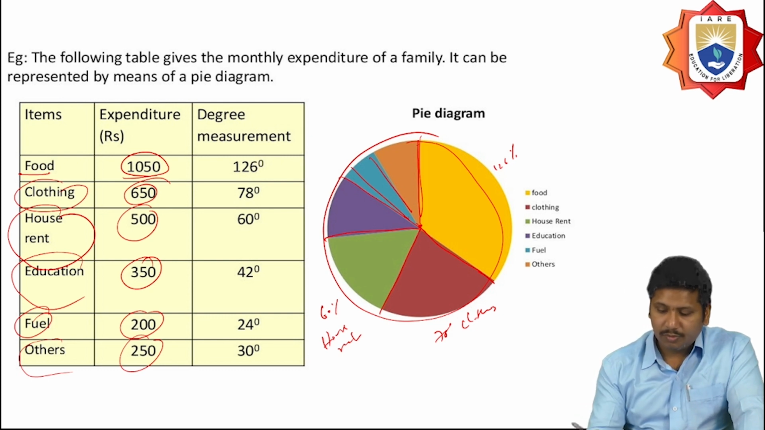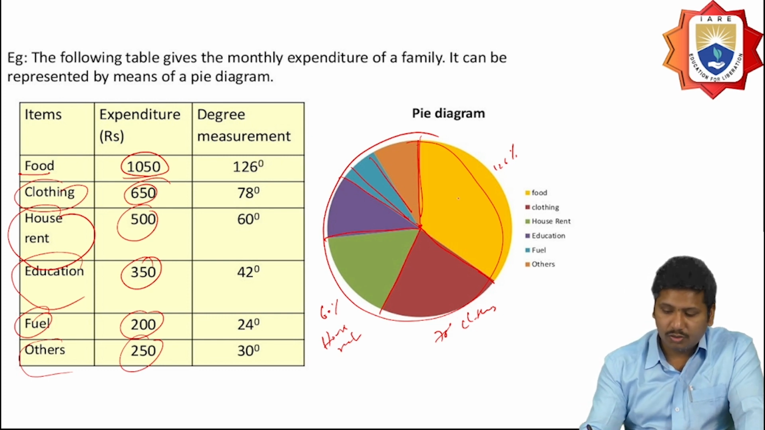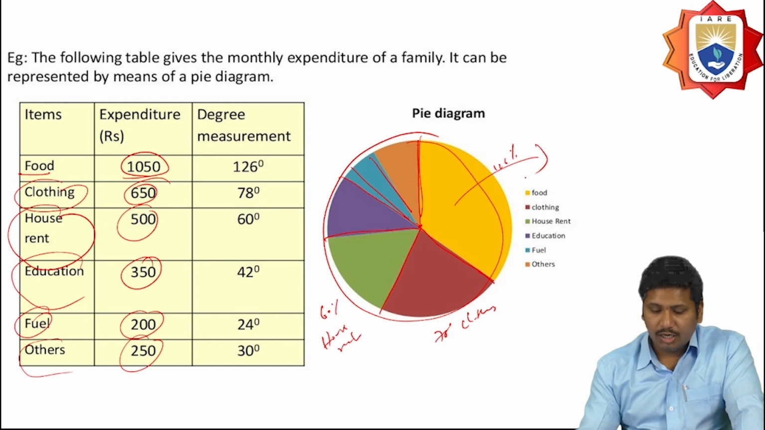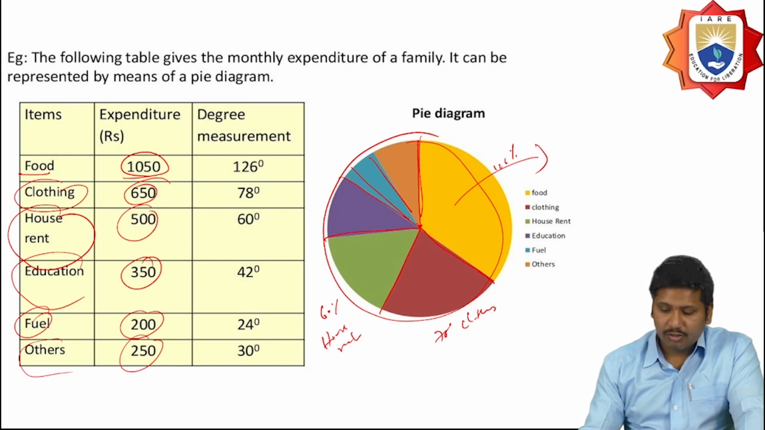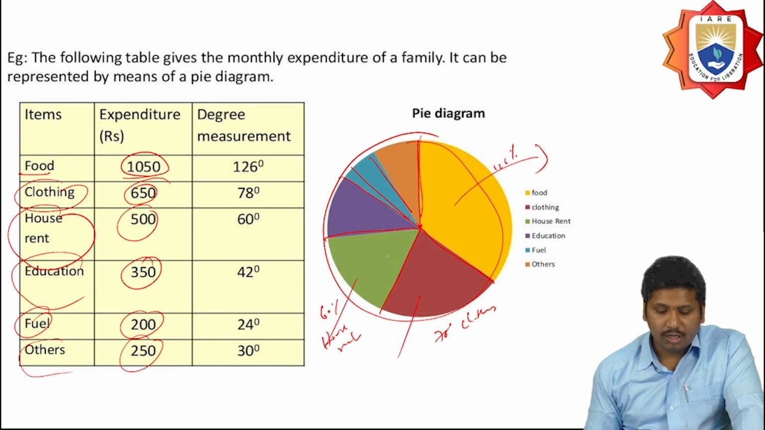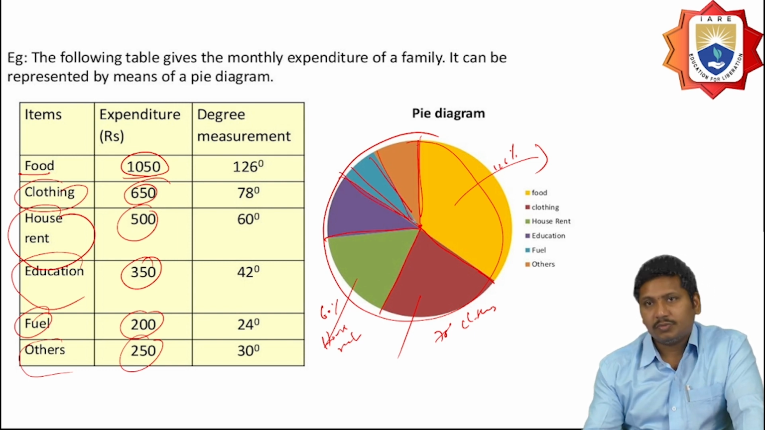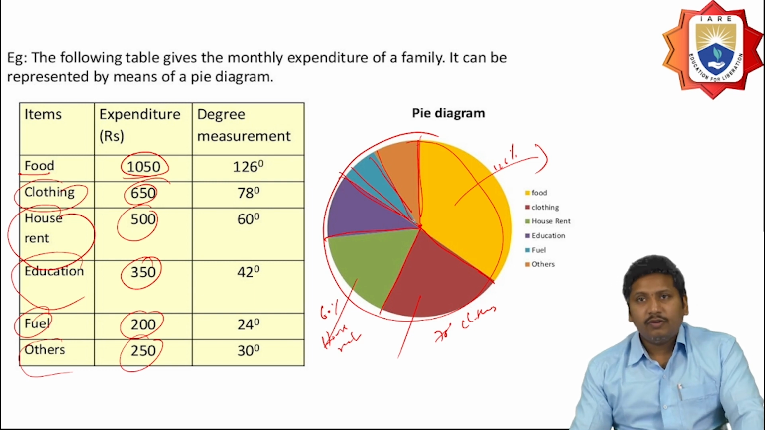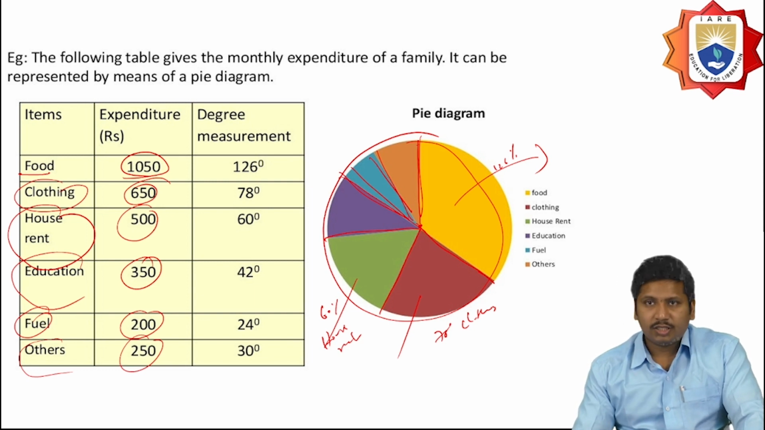By seeing this diagram, I can tell I am spending more on food, then the next is clothing, and then house rent. Where I am spending the least, that should be fuel. I am spending on fuel, right? So fuel is the least. So I am able to make the picture very clear, and many people can understand it very clearly.